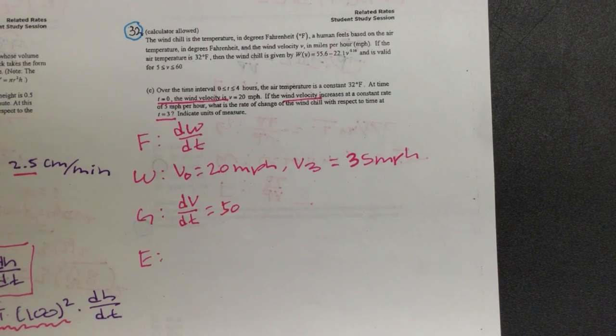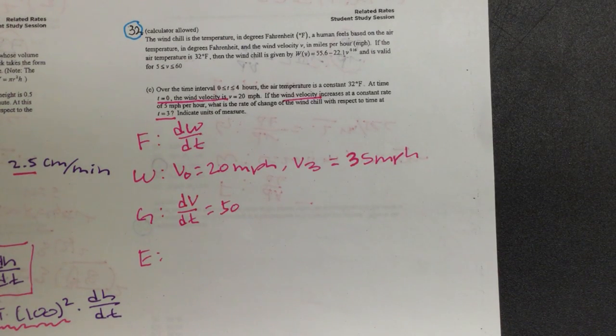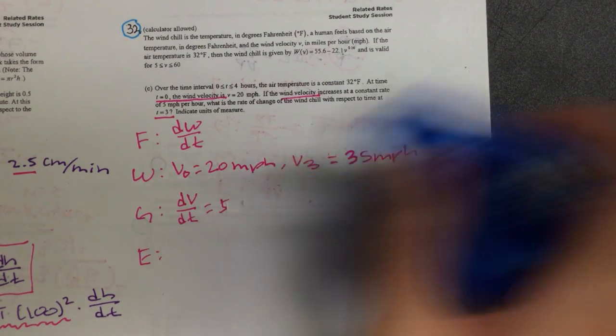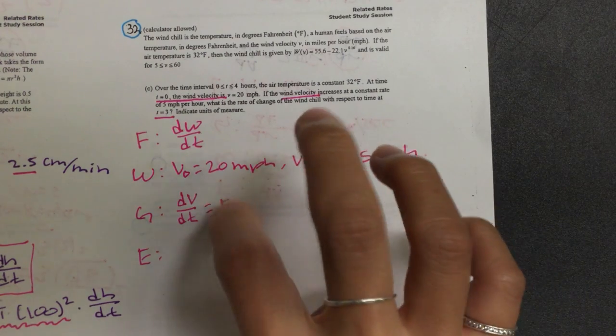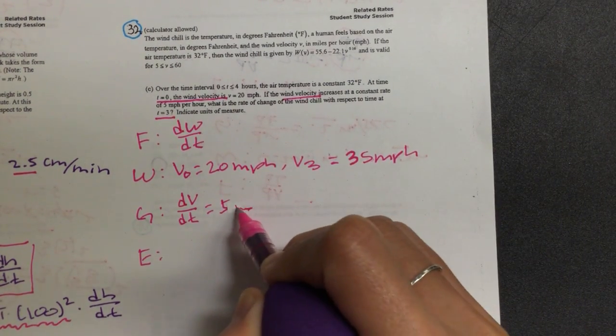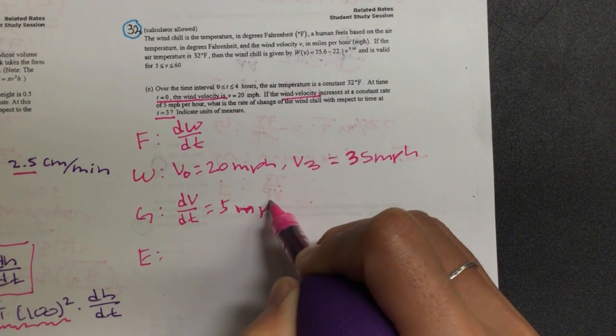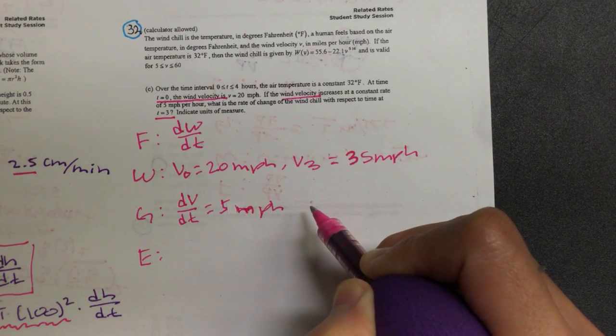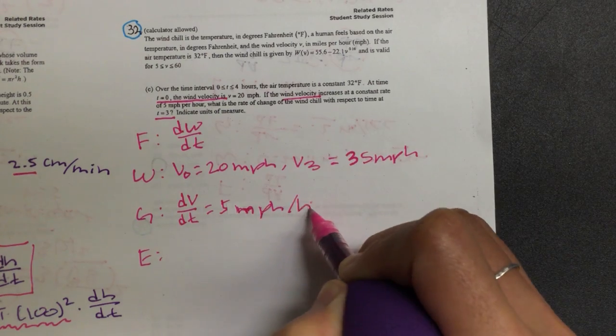Oh, I wrote 50. Goodness. I know. If only I can add a 0 to my paycheck, right? By accident. That would be 2 zeros. That was constant rate per hour.